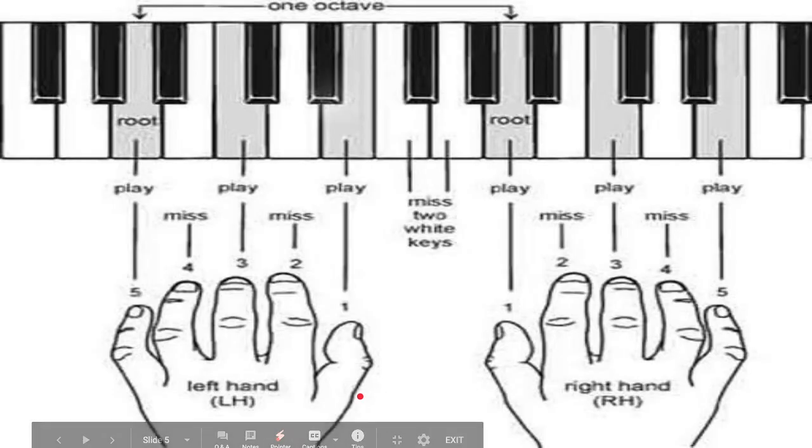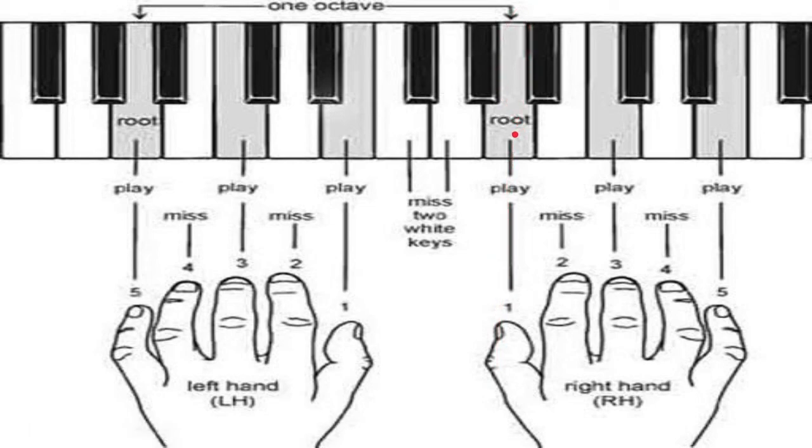So for the right hand, the root plays with the thumb. This is an A minor chord. Your root is the A, all right? The A is the root.